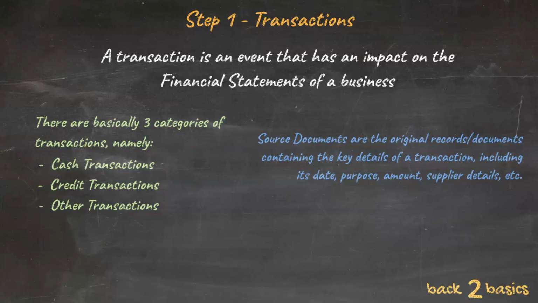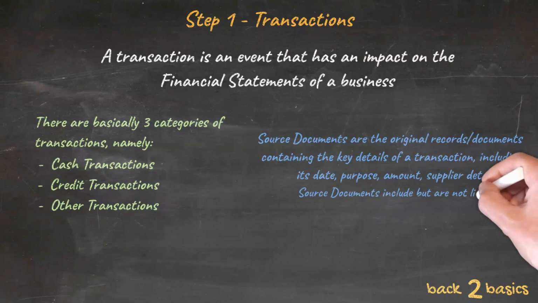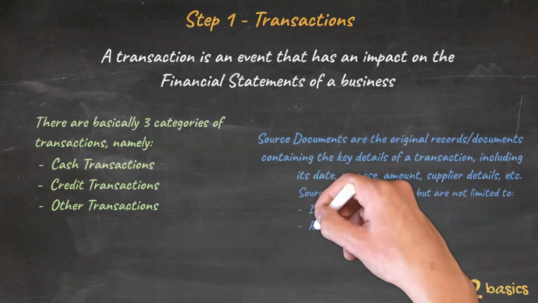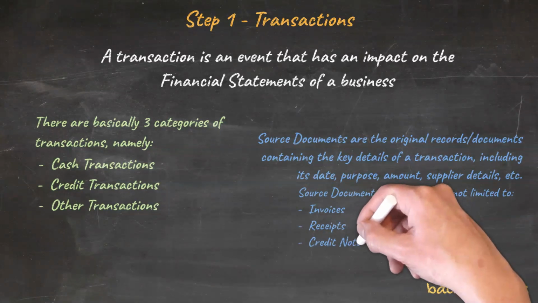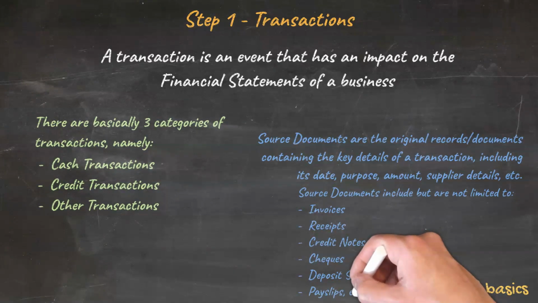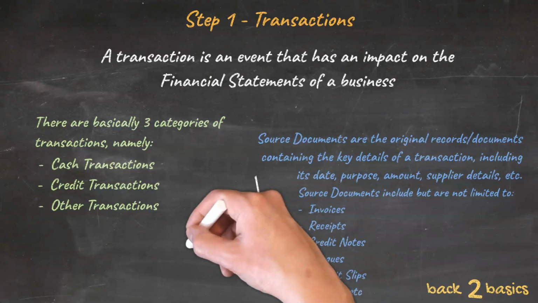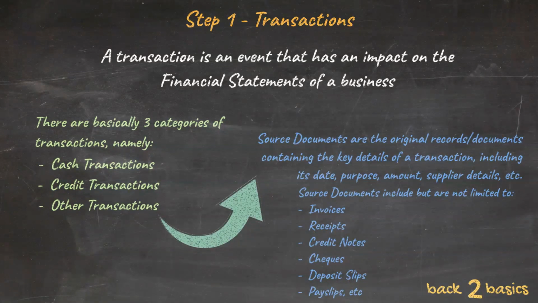It is extremely important that both the buyer and the seller keep their source documents, as this is the proof that a transaction took place. The source documents include, but are not limited to, invoices, receipts, credit notes, checks, deposit slips, pay slips, etc. Your source document is your first document used to identify and record a transaction.